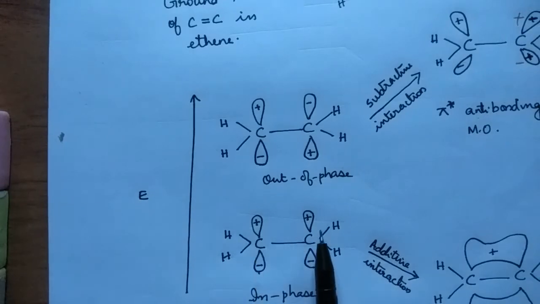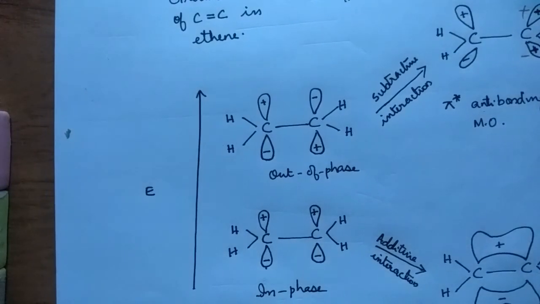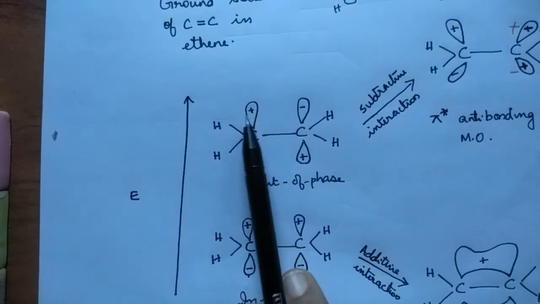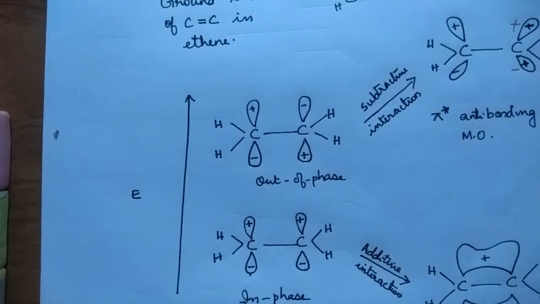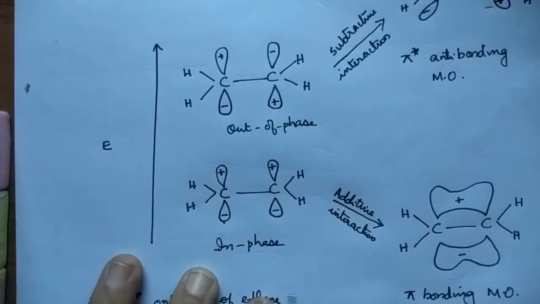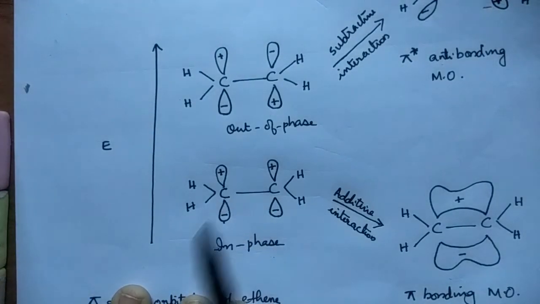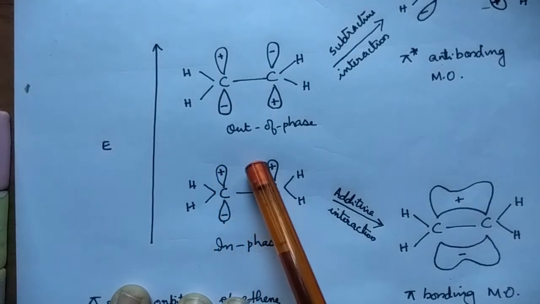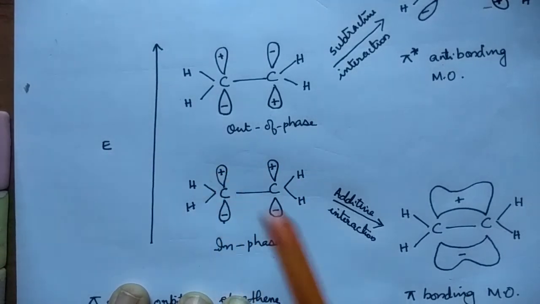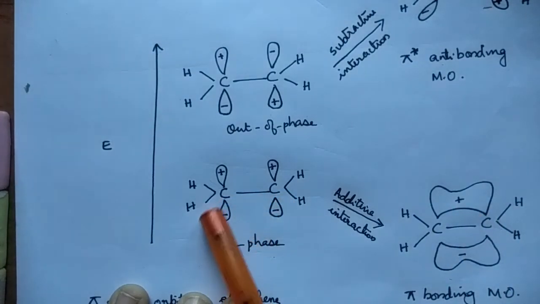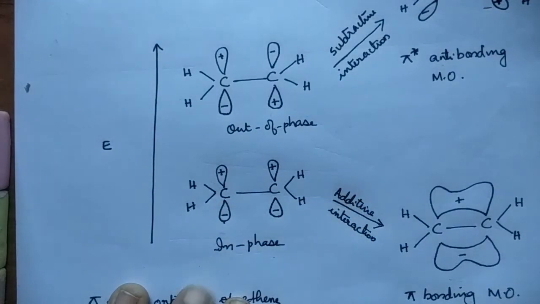When the lobes have the same sign, we can say that it is in phase. When the lobes are opposite, here the positive is up and the positive is down, it is known as out of phase. Now if it is in phase, overlapping is possible, which means these two lobes can combine in this way, and that is what is represented over here, for one bond to form.